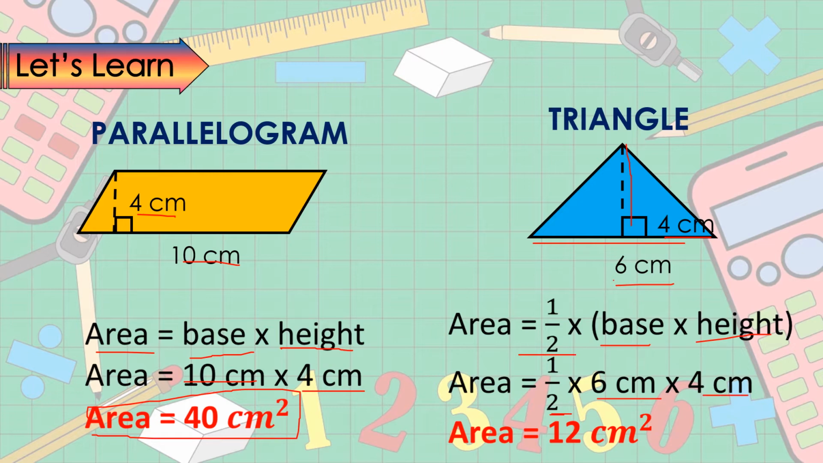So we have here 4 centimeters. Now we're just going to multiply. So 1/2 times 6 centimeters times 4 centimeters. 6 times 4 centimeters will give us 24 centimeters. Now, multiplying it by half, what is half of 24 centimeters? So we will get 12 centimeters square. So that will be the area of this triangle.